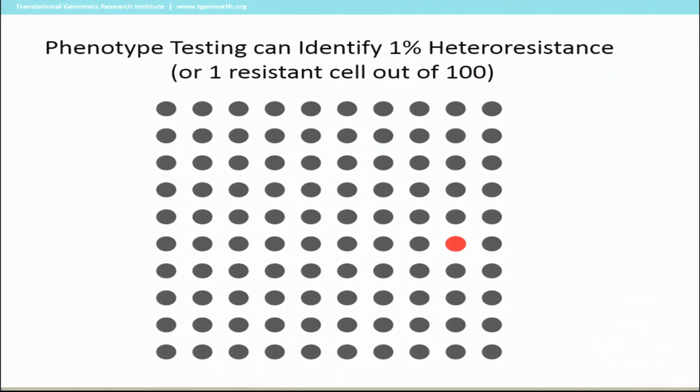So phenotype testing has been considered theoretically to essentially be able to identify 1% heteroresistance. Now, the data that we've seen, that's probably somewhere between 1 and 10%, depending on the sample. But if you look at one resistant cell out of 100, we know that that's important, that you can select for that, and it may start to take over the population, and therefore we want to know if it's heteroresistant so that we're not treating with an inappropriate drug.